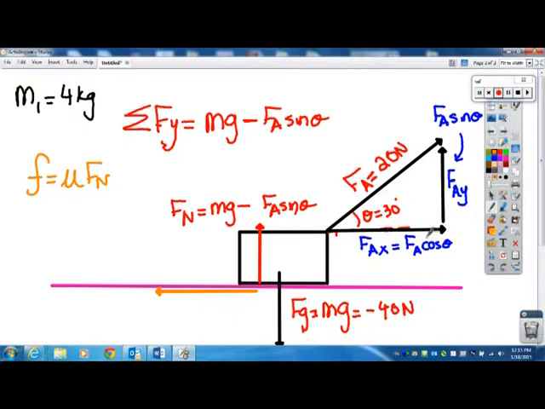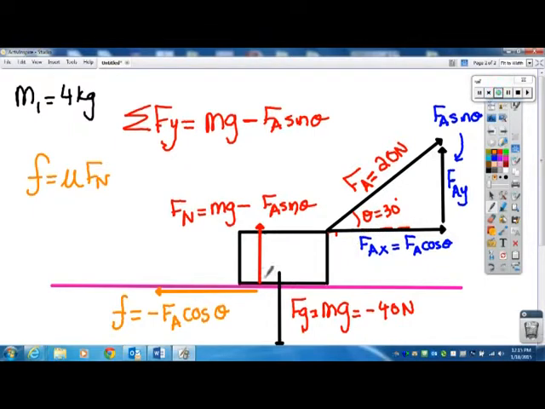So if they ask you, what's the force of friction? You'd say, well, the force of friction is exactly as strong as FAx, or exactly as strong as FA cosine theta. I'm going to leave it in variable form because you can plug in 20 newtons for FA, you can plug in 30 degrees for theta, and you can solve this. I'm just going over the concepts with you. So in this particular case, if the box does not move, the force of friction is as strong as FAx.